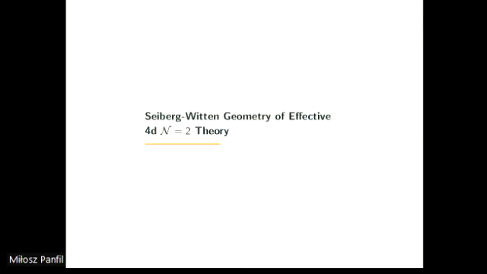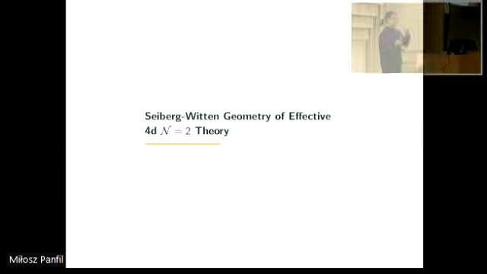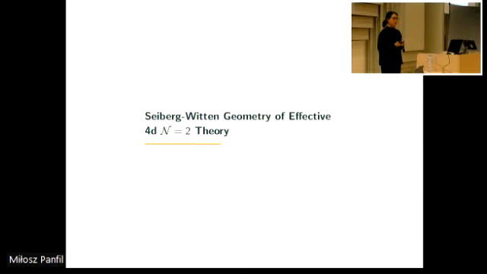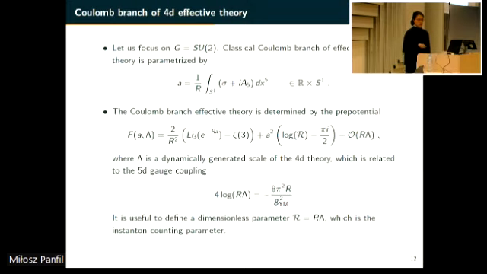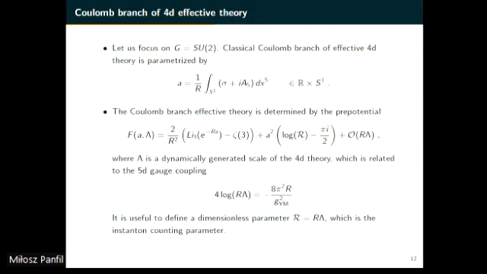Are there any questions so far? Okay, then I'm going to describe the Seiberg-Witten geometry of this effective 4D N=2 theory. From this slide, I'm going to focus on the gauge group SU(2).